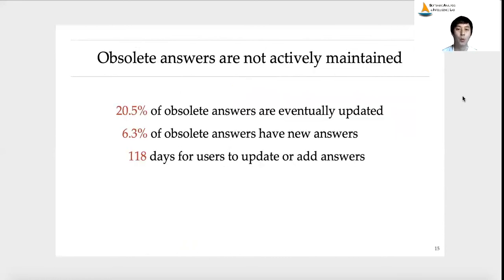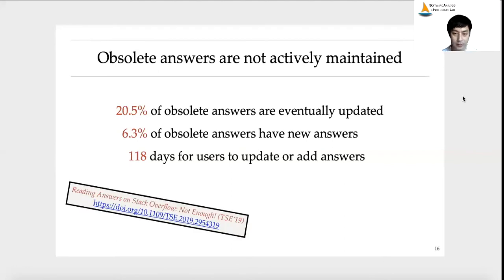At last, we checked whether these obsolete answers are maintained or not. And we found 20.5% of the obsolete answers are eventually updated. And only 6.3% of the obsolete answers have new answers. And it takes 118 days for users to update or add their answers. Therefore, the maintenance effort on knowledge obsolescence on Stack Overflow is very rare.